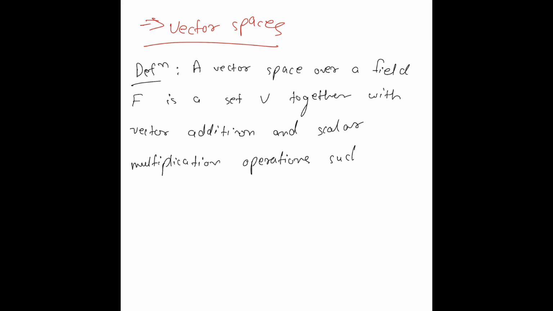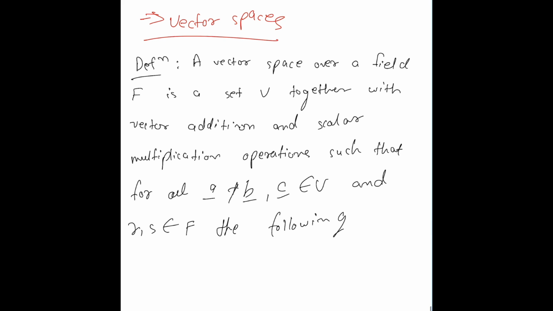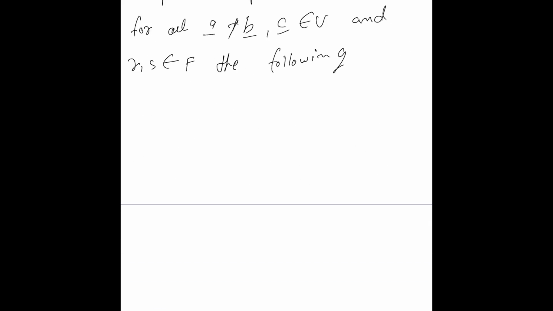Such that for all A, B, C vectors and r, s belonging to F, the following properties hold. As we saw in the field, there are certain axioms we have to be sure of if we want to call a set a field. For the vector space, it's the same thing. It's commutativity. I already explained all these properties in the field video, so I will not go through them again.